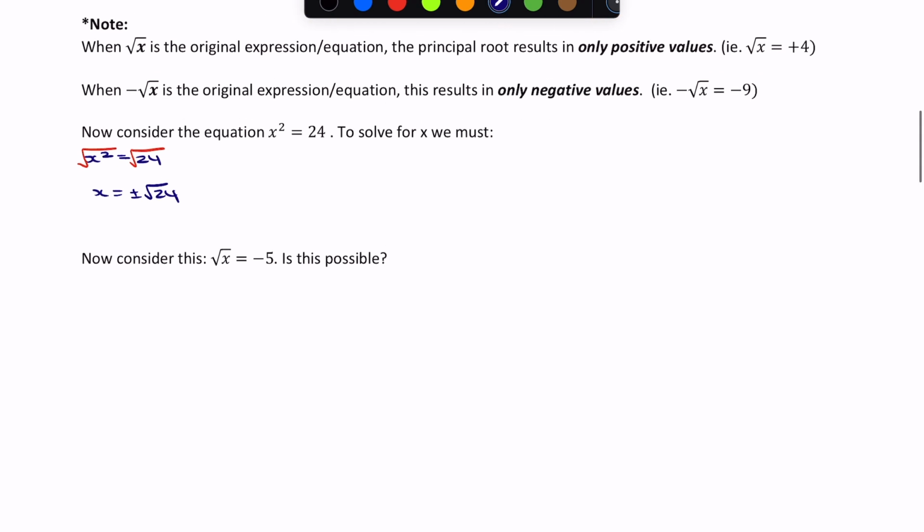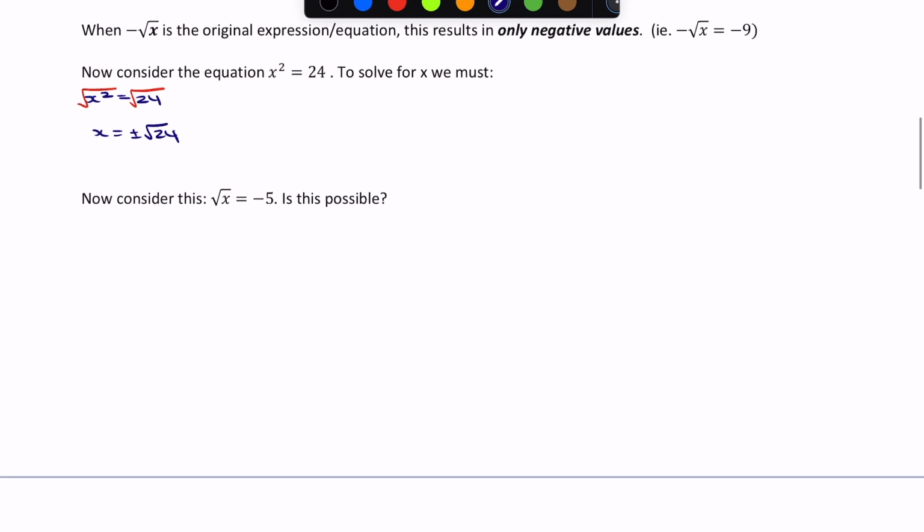Here, if we consider square root x is equal to negative 5, is this possible? Remember, the square root x, when it's the original expression, the principal root results in only positive values. Therefore, this is not possible.